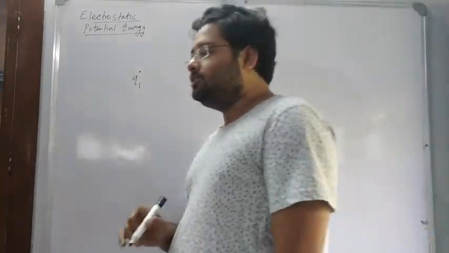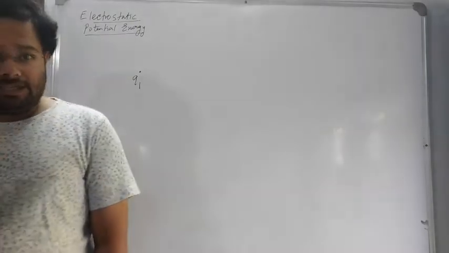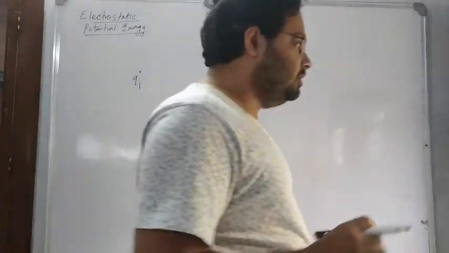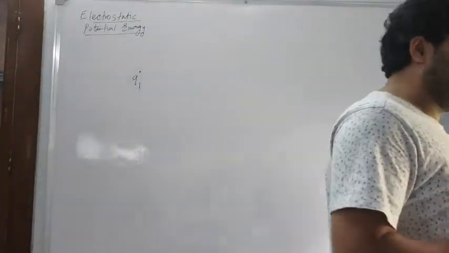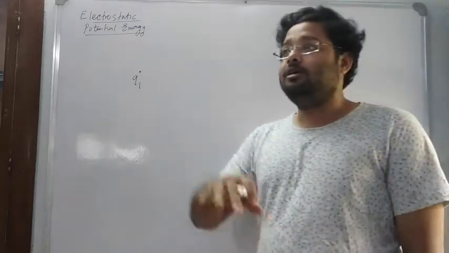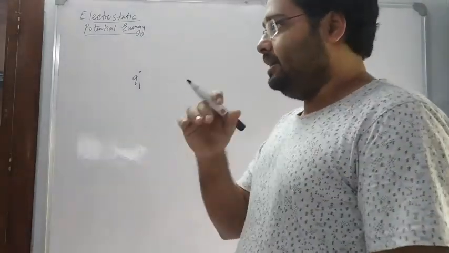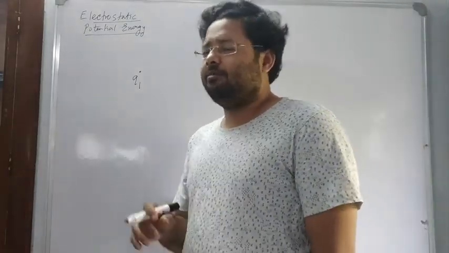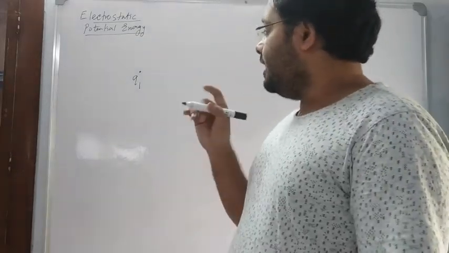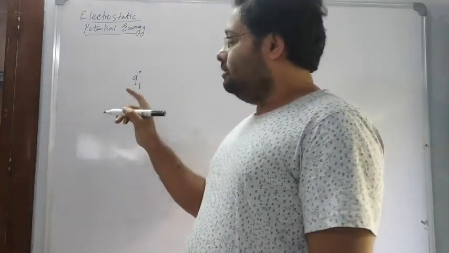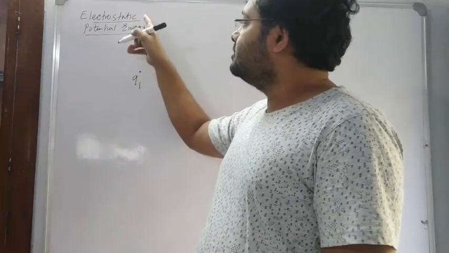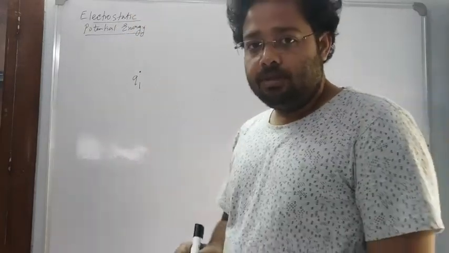A single, completely isolated point charge, obviously not a continuous charge distribution, because in a continuous charge distribution there are lots of charges, technically an infinite number of infinitesimal point charges. But for an isolated point charge, there cannot be any electrostatic potential energy.